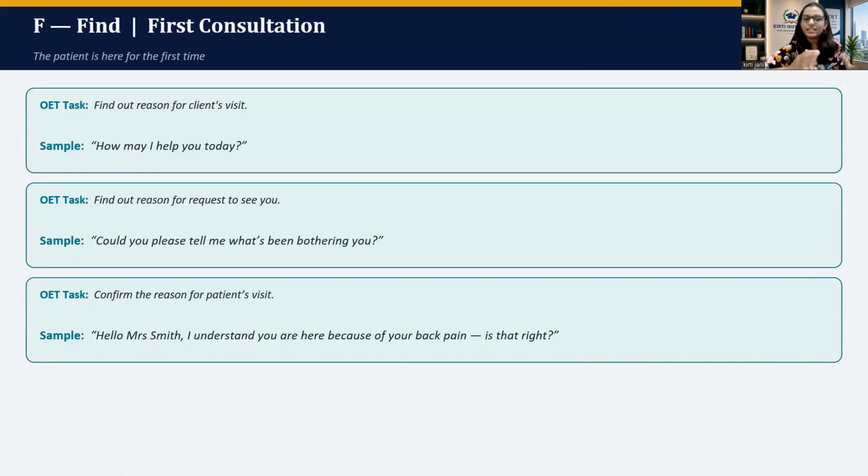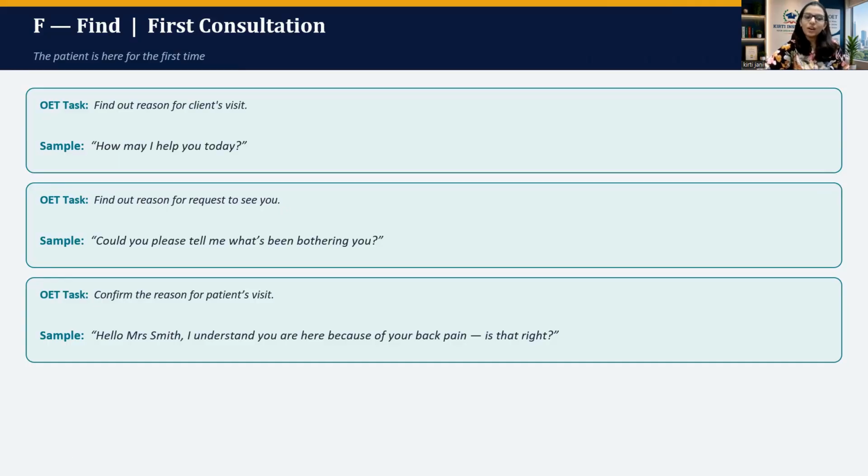Then the second possible task: when you're speaking to the carer, probably you want to find out the reason for the request to see you. In this case, you may ask, could you please tell me what's been bothering you? See the intonation and try to practice that. You may pause the video and repeat after me. That is called mimicking. Repeat after me and make it very natural.